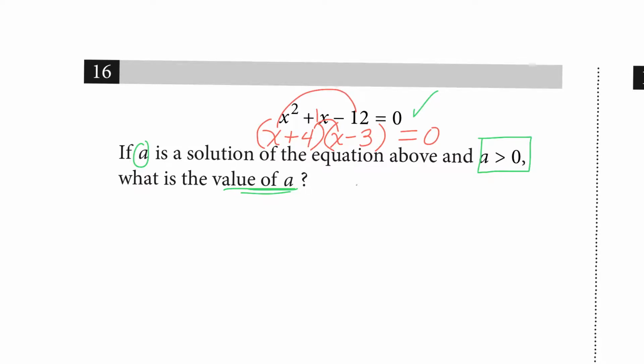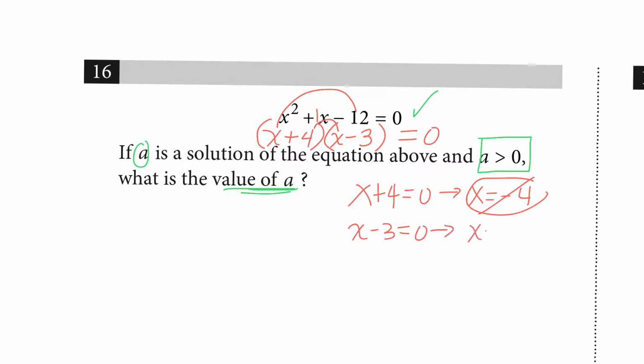So x plus 4 equals 0, but this will give me a negative answer, and that's not the correct answer. So the other one, x minus 3 is equal to 0. This gives me that x is equal to 3, and this is the correct answer. So on the grid-in, just write 3, and that's the correct answer for number 16.